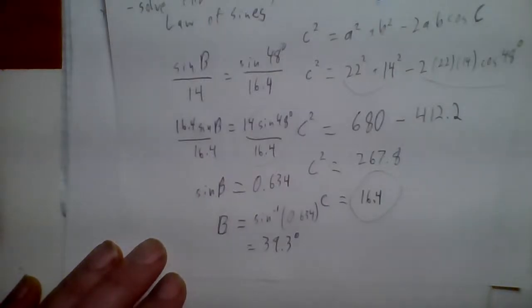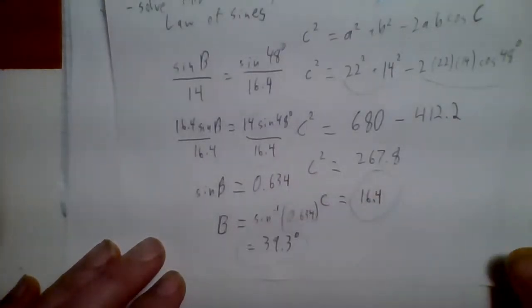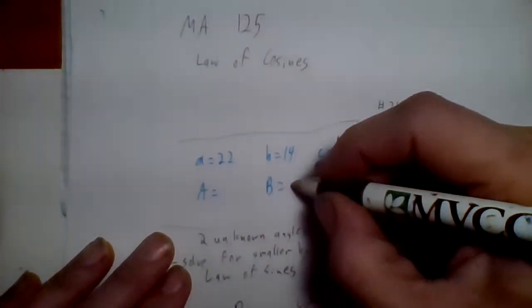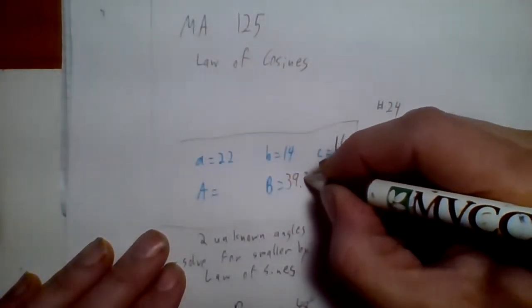It's a lot of work right here, right? We're still on the first problem. I spent a lot of time on this. I'm explaining it as I go along, but it is a time-consuming process to really go all the way through one of these. There's a lot of work to it. But 39.3 is my second angle. We're almost done now. Capital B is 39.3. Sure enough, that's the smaller angle here.